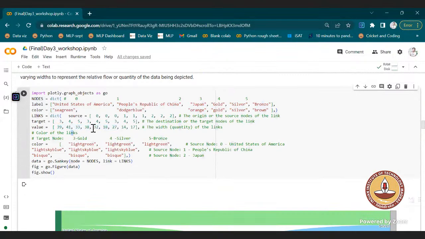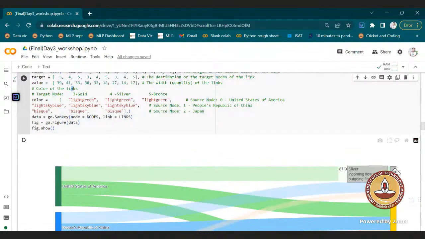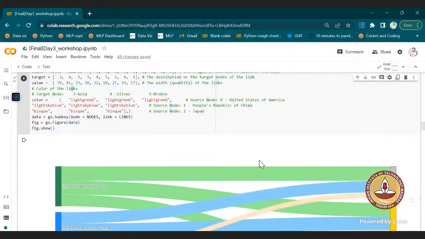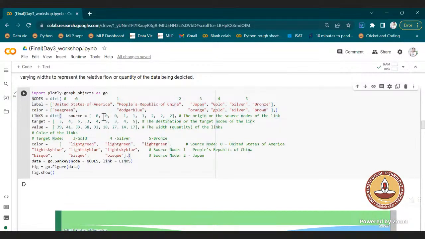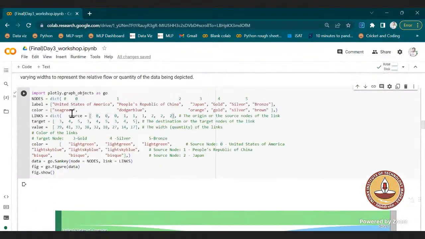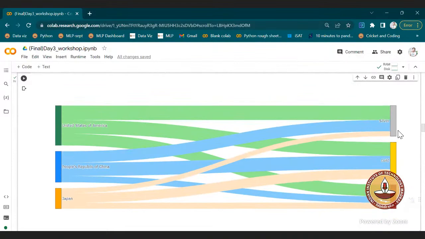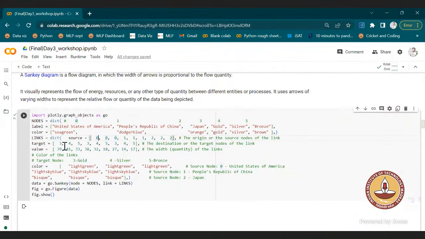I'll just go through one. Let's take this one. This one is saying that USA is connected to the silver. So source is 0. These three, 0, 1, 2, are the sources, and 3, 4, 5 are the targets. So 0 is connected with 3.